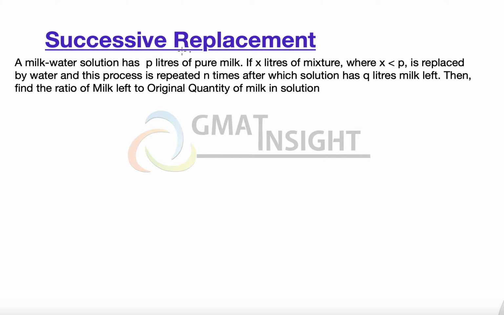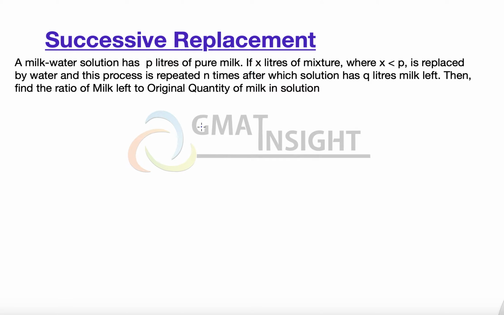Now we have a question here. A milk-water solution has p liters of pure milk. If x liters of mixture, where x is less than p, is replaced by water and this process is repeated n times, after which the solution has q liters of milk left, then find the ratio of milk left to the original quantity of milk in the solution.